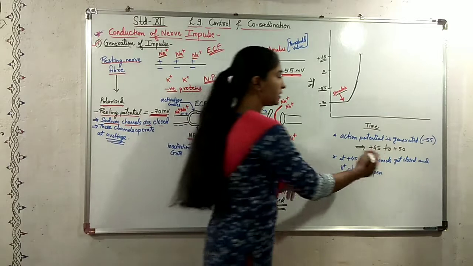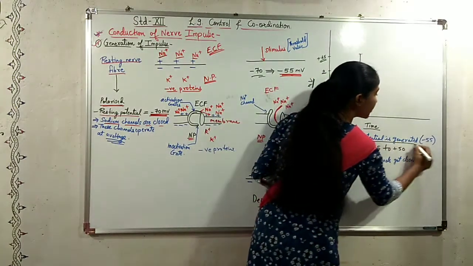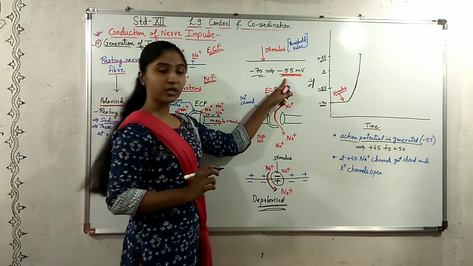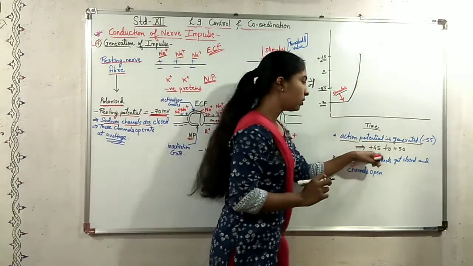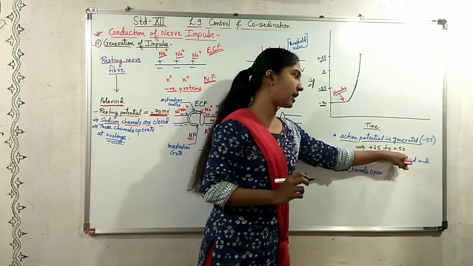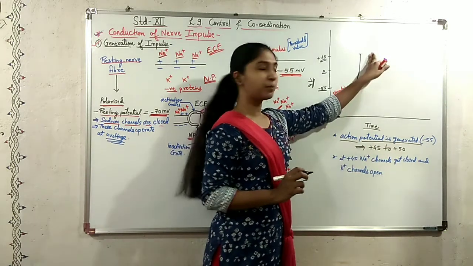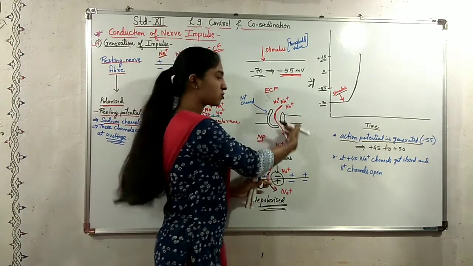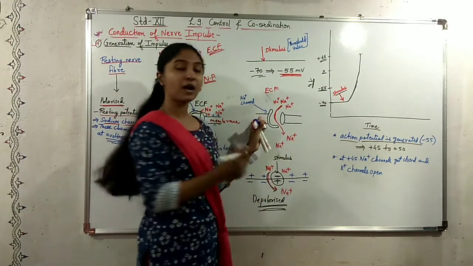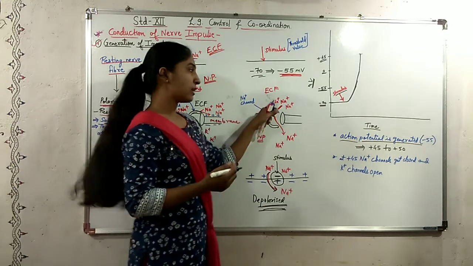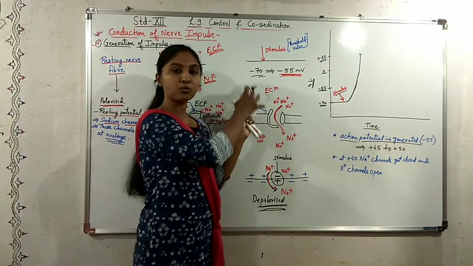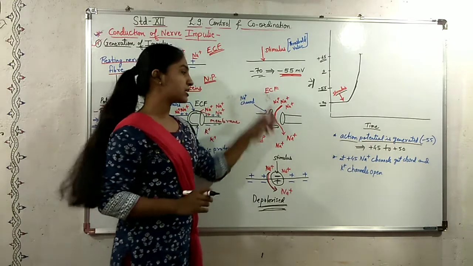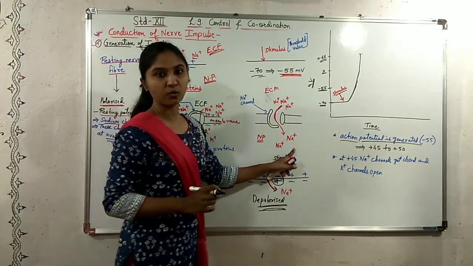And here it is said that the action potential is generated. At 55 we said that the action potential was generated. Now from plus 45 to plus 50, this action potential works. The sodium ion gates open slowly, and the sodium ions which are present outside the membrane in the extracellular fluid start moving inside the neuroplasm.